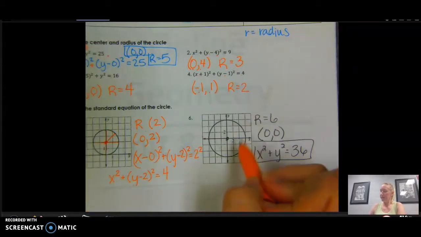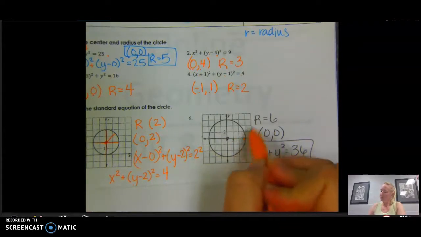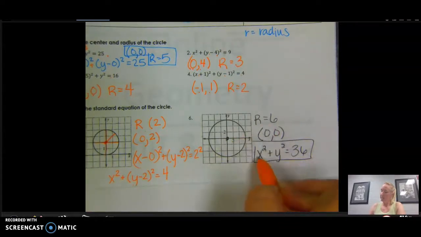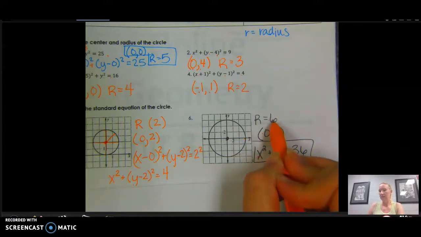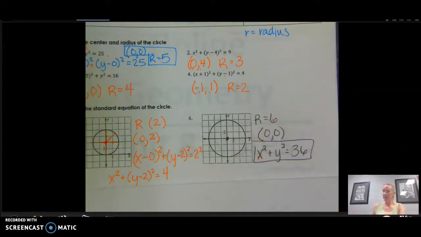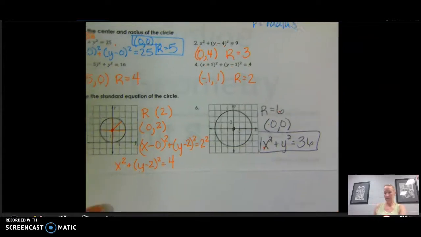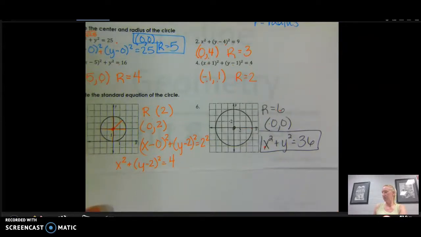Same idea here. Be careful because these go by 2's. So this is a 2, 4, 6 radius. The center is at 0, 0. So I don't have to put in that x plus 0 or x minus 0 squared. I can just leave it without the 0. So just x squared plus y squared equals 6 squared, which is 36. Go ahead and try 7 and 8 on your own. So pause me, unpause me when you're done.